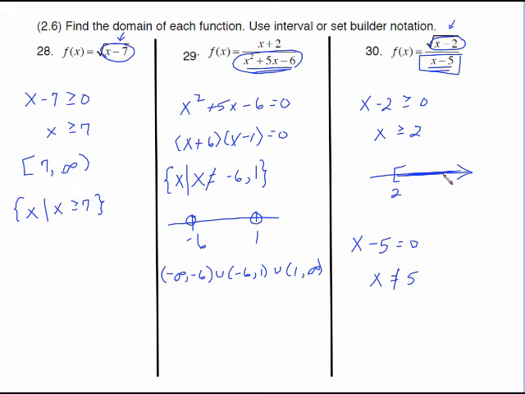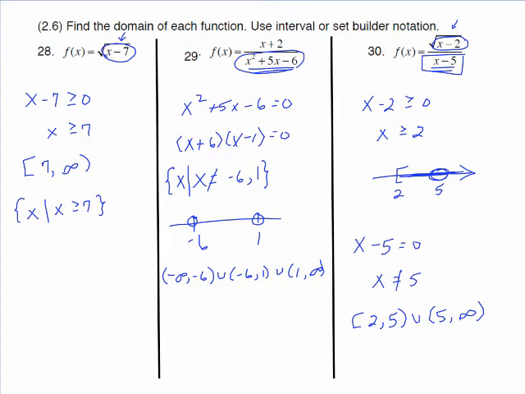So on my number line here, I've got from 2 on up to the right, but I have a hole at 5. So interval notation on that would be 2 with a bracket to 5, parentheses, union with parentheses 5 to infinity. Set builder notation would just be all x such that x is greater than or equal to 2, comma x not equal to 5.